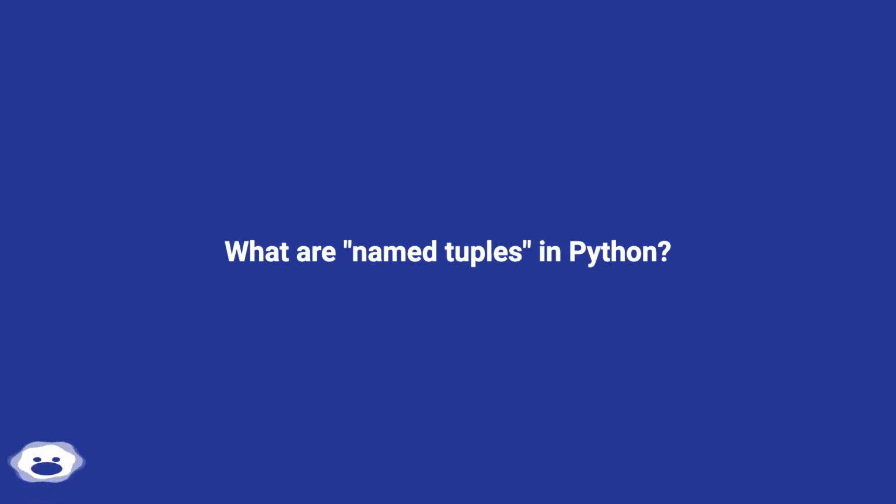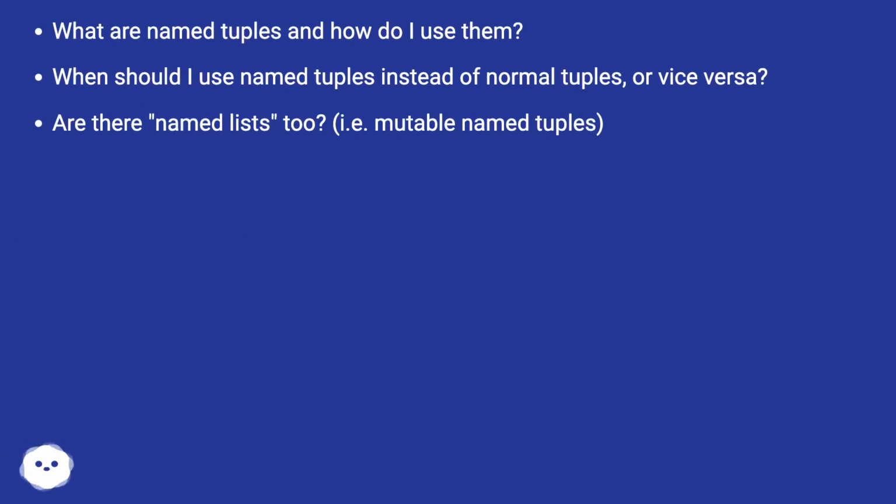What are named tuples in Python? What are named tuples and how do I use them? When should I use named tuples instead of normal tuples, or vice versa? Are there named lists too? I.e. mutable named tuples.